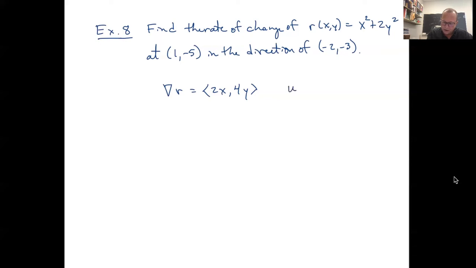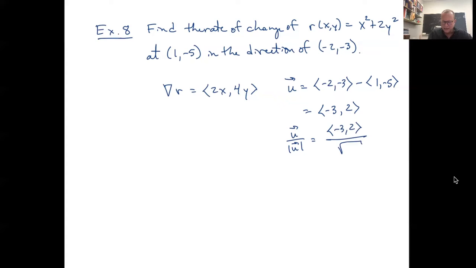And then the u vector that you want is just the position you're pointing at, (-2, -3), minus the position you're starting at. So it's just a vector going from (1, -5) to (-2, -3). That turns out to be (-3, 2). You can clearly see that's not a unit vector, and we're going to need a unit vector, so we divide it by its own magnitude: the square root of 9 plus 4, which is the square root of 13.